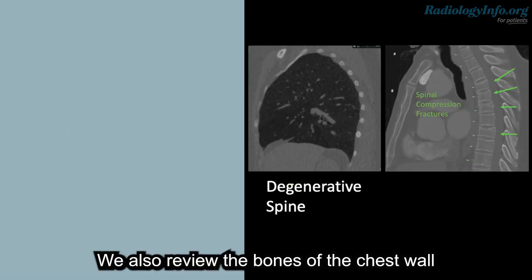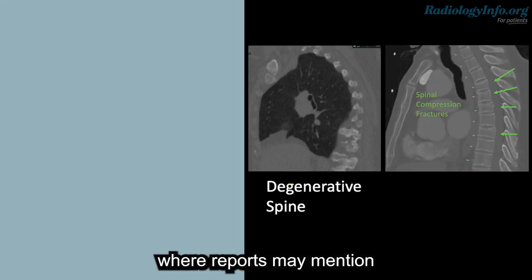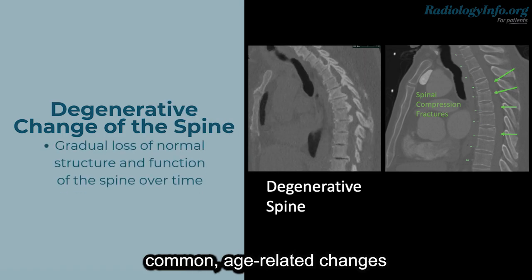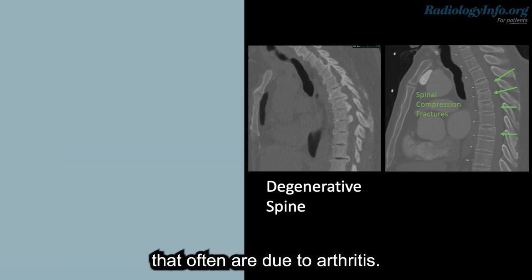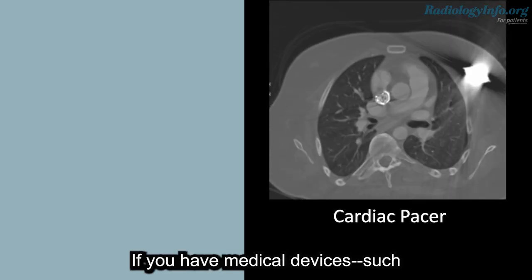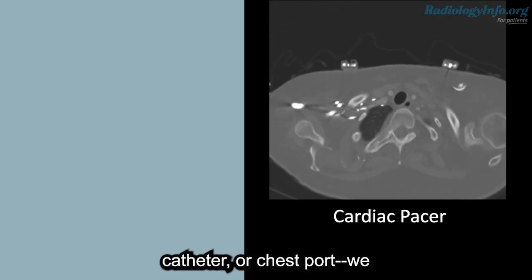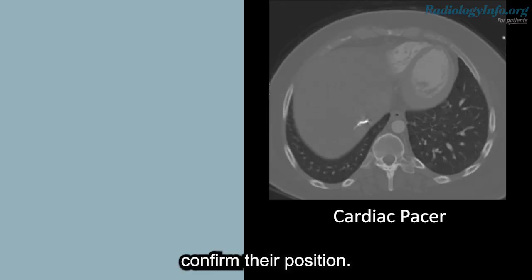We also review the bones of the chest wall and spine, where reports may mention common age-related changes like mild degenerative findings that often are due to arthritis. If you have medical devices, such as a pacemaker, catheter, or chest port, we confirm their position.